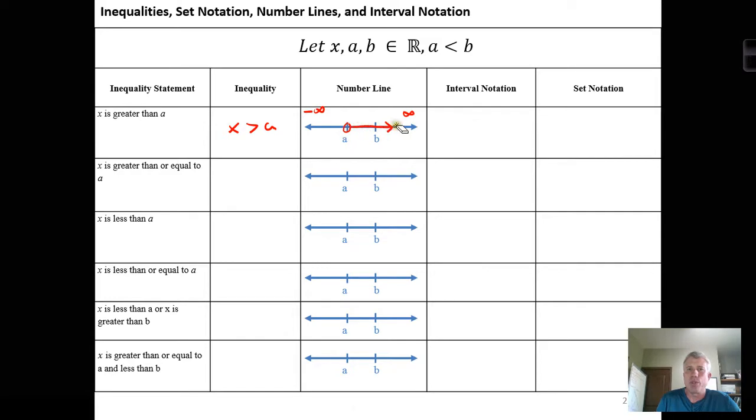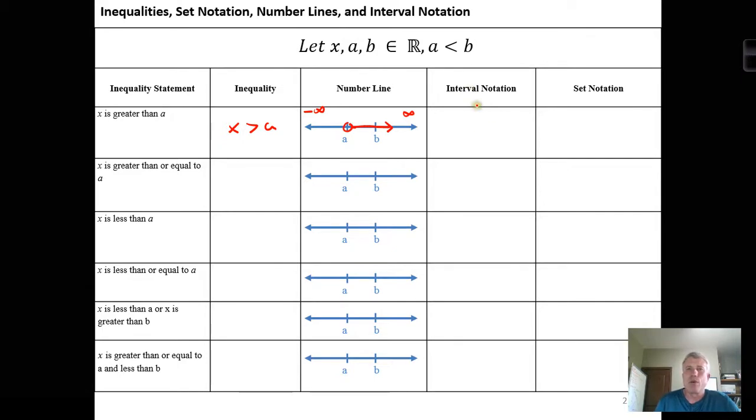So an open circle and an arrow to the right, or an open parenthesis facing to the right and an arrow pointing to the right. I like to use the open circle myself. I think Alex uses the parentheses notation.